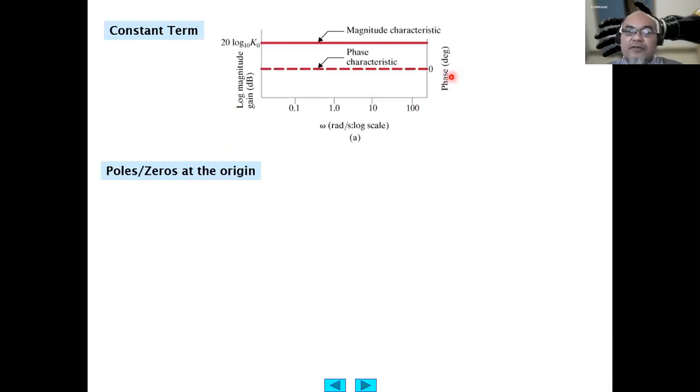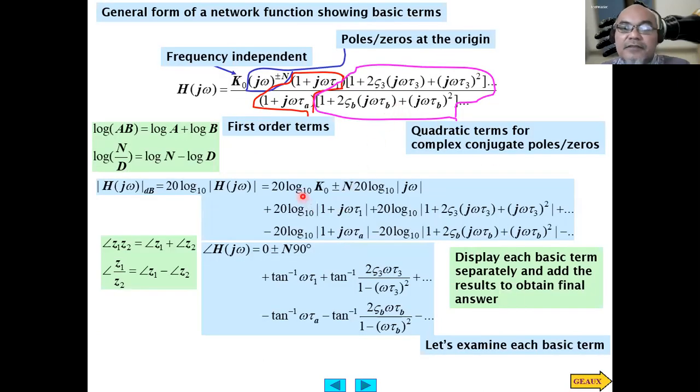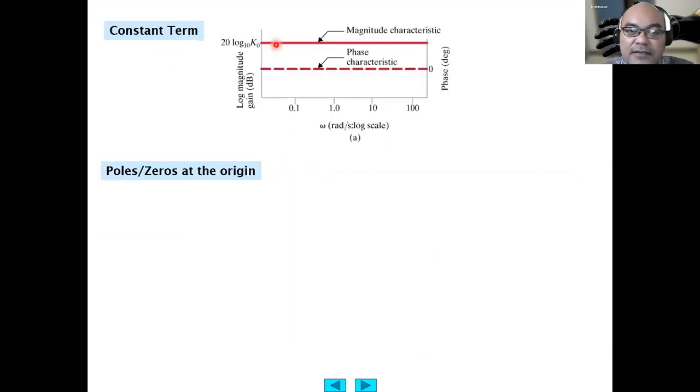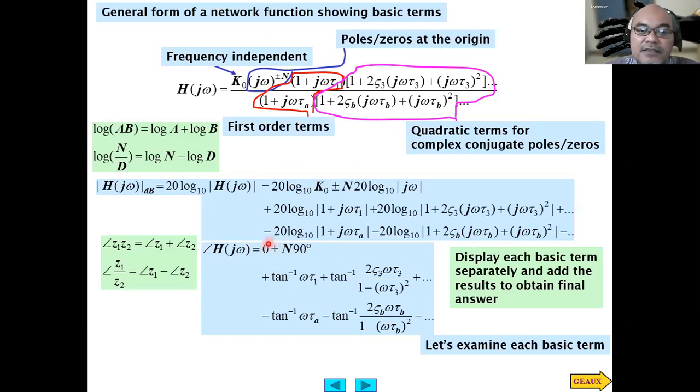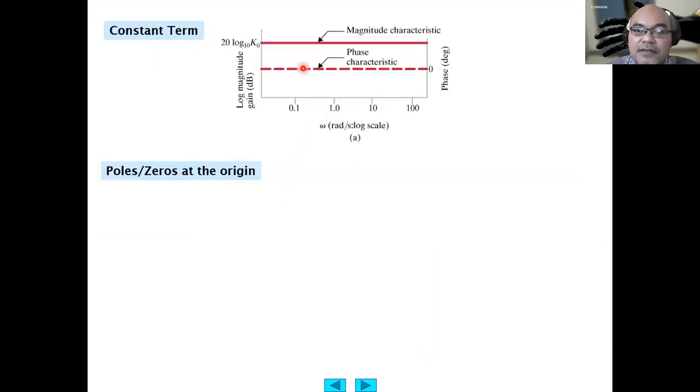For the constant term, the first part here, it is drawn as 20 log K0, the magnitude characteristic. The phase characteristic for the constant is 0 degrees. Here the right y-axis represents the phase angle, the left y-axis represents the log of the magnitude, and the x-axis represents omega, the frequency in radians.